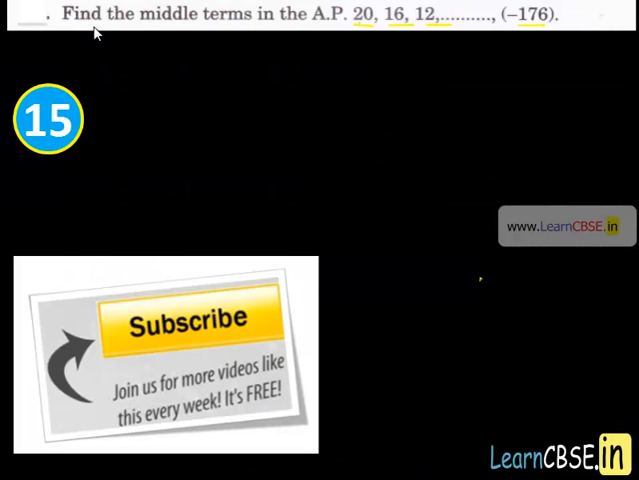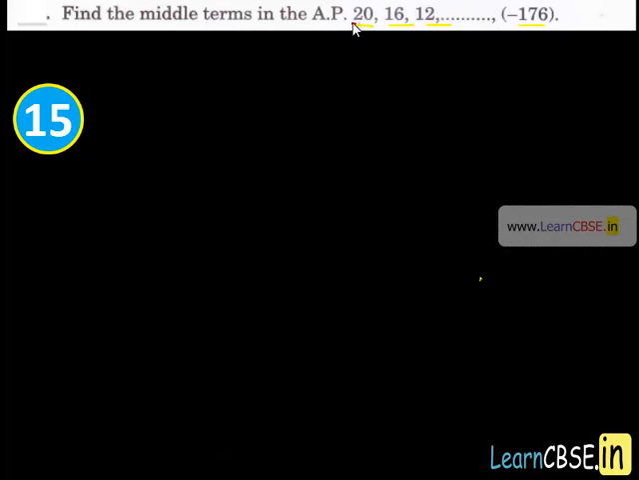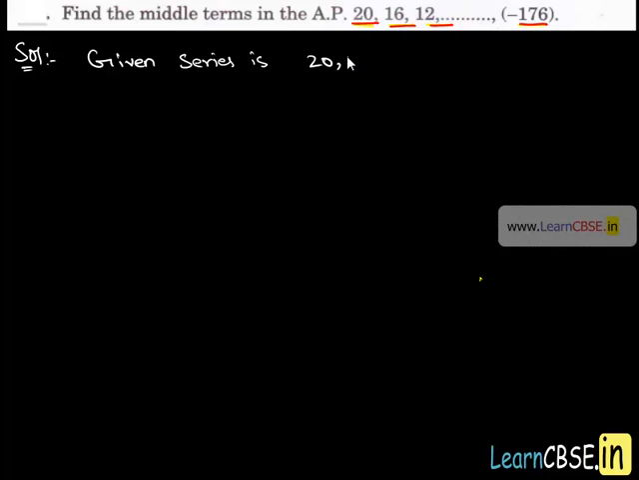In this question, we have to find the middle terms in the AP 20, 16, 12, and so on up to negative 176. Let's work out the problem. Here the given series is 20, 16, 12, and so on up to negative 176. By looking at the series, we have the first term, which is A, equal to 20.